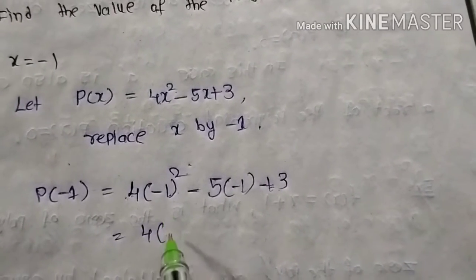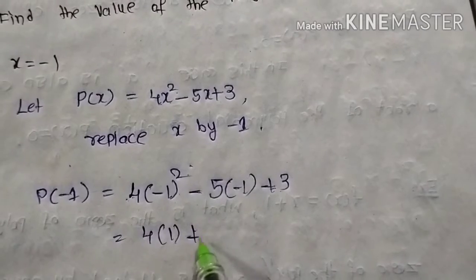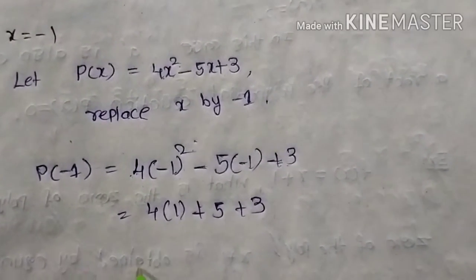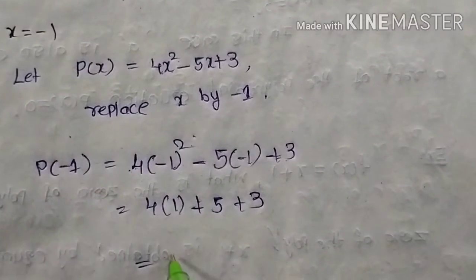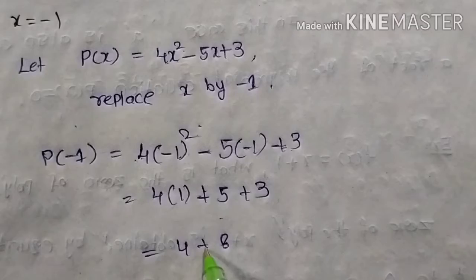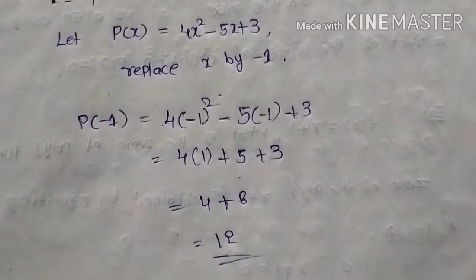4 into minus 1 whole square is how much? 1 only. See here, minus into minus is plus, 5 ones are 5, plus 3. See here, 4 ones are 4, plus 5 plus 3 is how much? 8 only. 4 plus 8 is how much? 12 only. This is your answer.